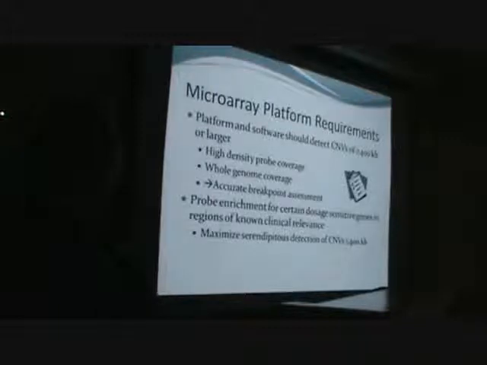In terms of the microarray platform requirements, there are guidelines published by the Canadian College of Medical Genetics and the American College of Medical Genetics that say for clinical use, a microarray platform should be able to detect a minimum imbalance of 400 kb. So that would be a loss or a gain.